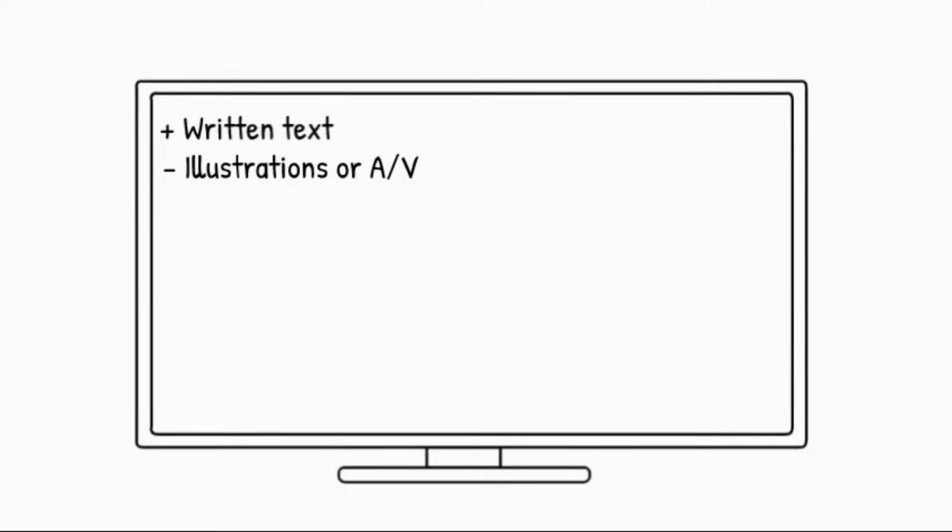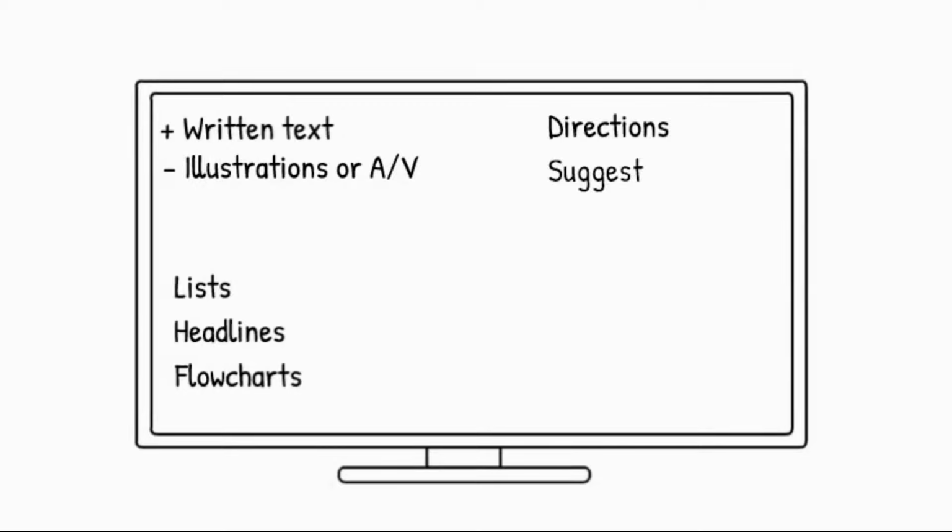All manuals use written text as the media, while none included illustrations or audiovisual material. However, some manuals did use graphical organizers, such as lists, headlines, and flowcharts. The manuals directed the users either by providing directions, suggestions, do-nots, questions, or examples.